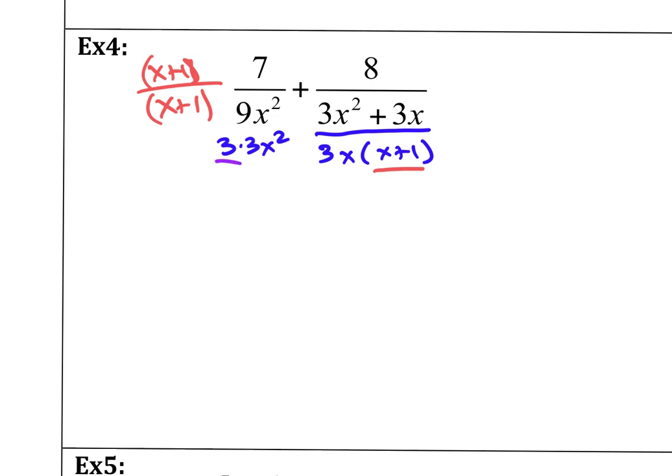Now my fraction on the right is missing a few things. It's missing an additional 3, and it's missing another x to get this as an x squared. So we're going to multiply by 3x. Again, to get that 9x squared common term. Okay, we're going to go ahead and multiply together now.